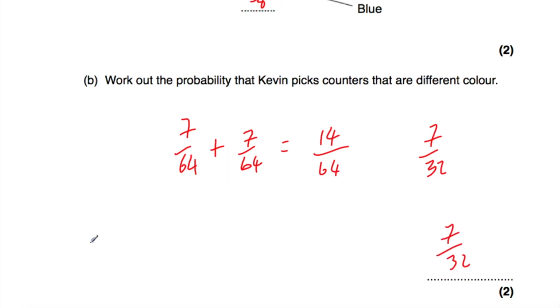Now if we had another part C, and it said work out the probability that Kevin chooses counters that are the same colour, what I would do is I would just take this away from 1. So I would do 1 take away the probability that they're different colour, and that'll be telling me the probability that they'll be the same colour. So I would do 1, which is 32/32, take away 7/32, which would be 25/32. And then that'll be the probability that they'll be the same colour. But in this case, we would just ask for the probability that they're different colour, and that would be 7/32 or 14/64, depending on which way you wrote it down.